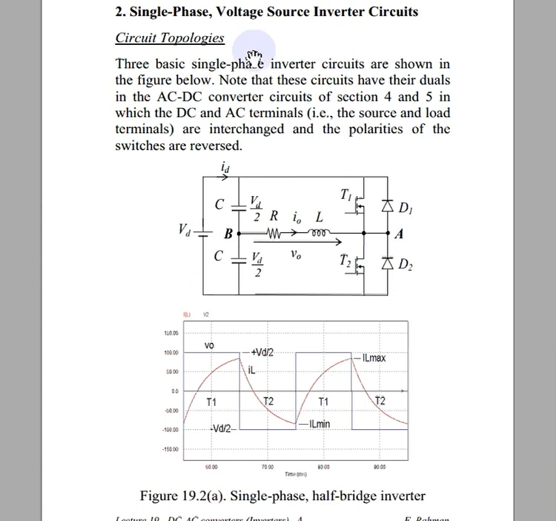So this is the first topology, single phase half bridge inverter. This is the circuit diagram for single phase half bridge inverter. It consists of two thyristors and two diodes. The DC supply is converted to two different supplies, VD/2 and minus VD/2, by using two capacitors. Here it is showing RL load. First we will discuss the R load.